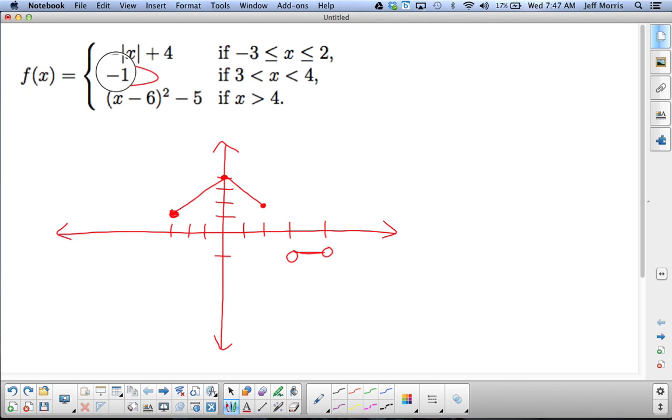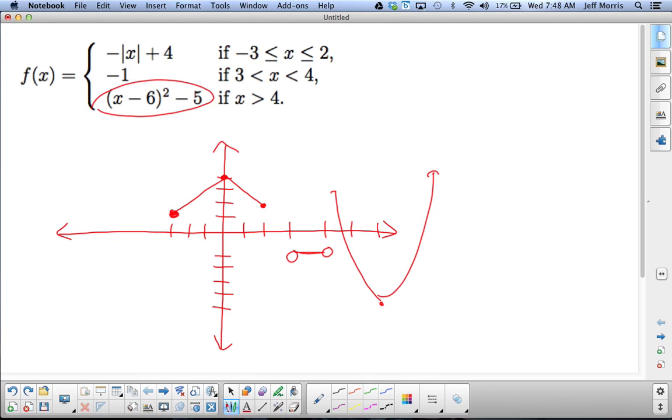The final piece is a parabola. So I'm going to graph a parabola shifted right 6, down 5. So imagine a parabola shifted right 6, down 5. 2, 3, 4, 5. So you know that point's going to be right here. And x greater than or equal to 4 is going to include the bottom of that parabola. So you have to think about this parabola. So I know it's going to be a parabola that looks something like this, right?